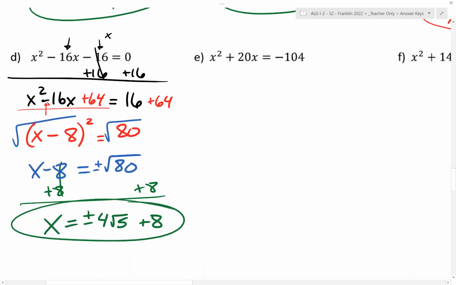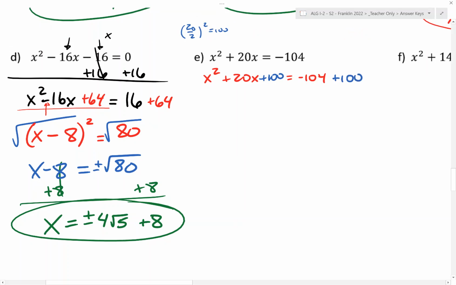All right, let's look at example E. Clearly, we don't have a perfect square trinomial here, so we can go ahead and go straight to this step. x squared plus 20x, leave some space, equals negative 104. We have to decide what number to add here. So 20 over 2 squared, that's 10 squared, which equals 100. So we're going to add 100 to both sides here.